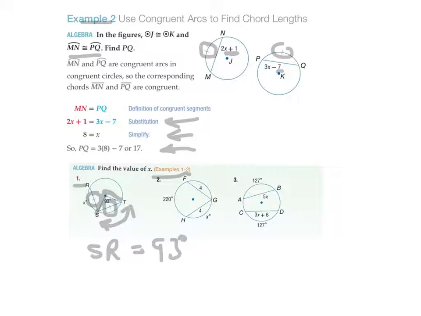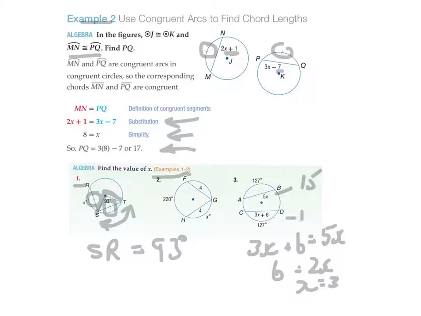Now let's have a look at question number 3. Both of them, AB and CD, are 127 degrees, so that means that you've got 3x plus 6 must equal 5x. So 6 is equal to 2x. So x equals 3. Plug it back in again. 3 times 5 will give you 15. 3 times 3 is 9, plus 6 will also give you 15. You know your working is correct.